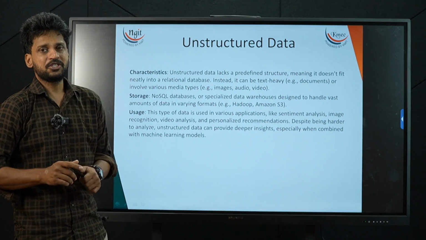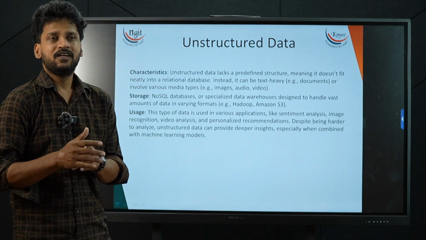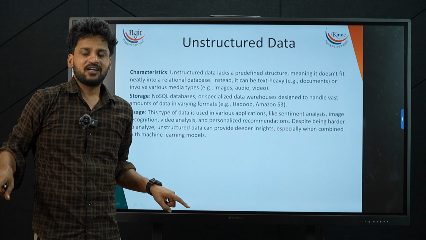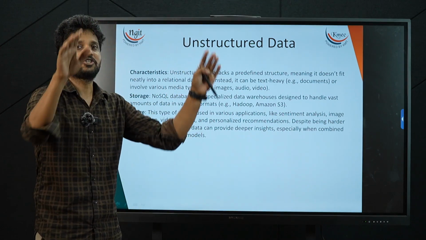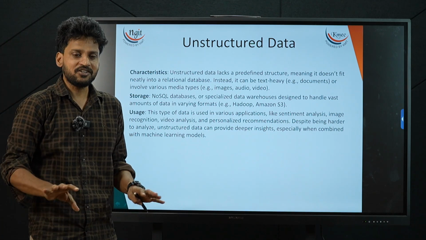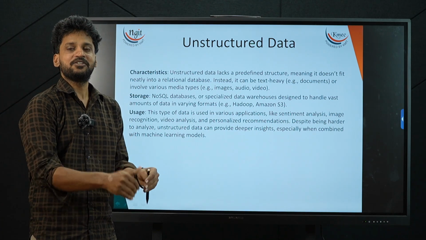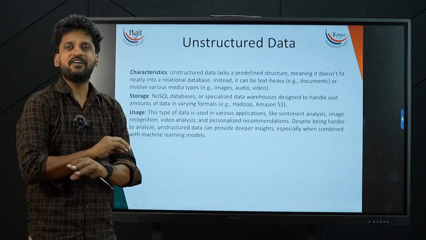Next is unstructured data. What is unstructured data? I'll tell you. In a nutshell, unstructured data is, let us say, an email or a text file or an image file. These are not structured. We cannot divide this into rows and columns. Organization will be very difficult indeed.